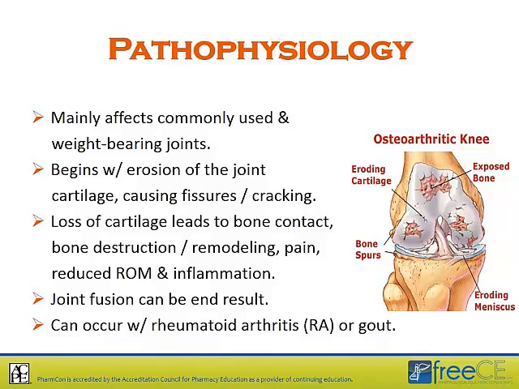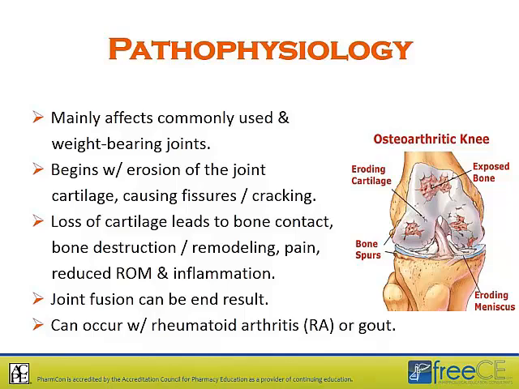Progressive OA can end in joint fusion, which is the body's strategy, if you will, of dealing with the problem and trying to stabilize the joint. Joint fusion, ironically, typically causes less inflammation and pain, although range of motion is almost completely reduced. OA is much different than rheumatoid arthritis or gout, but it can occur concurrently with those other types of arthritis.